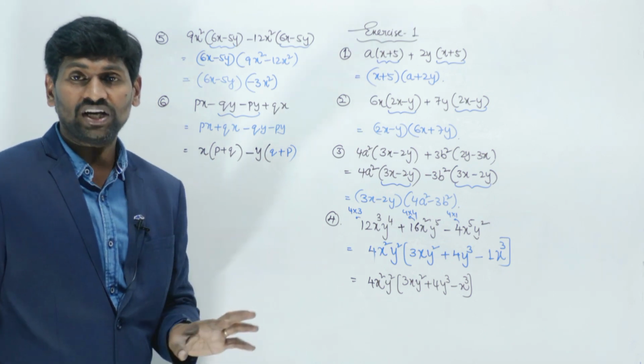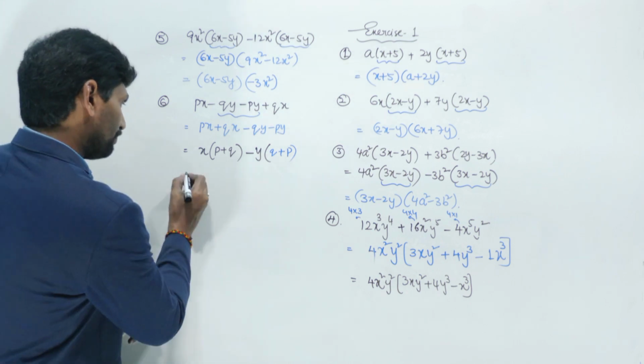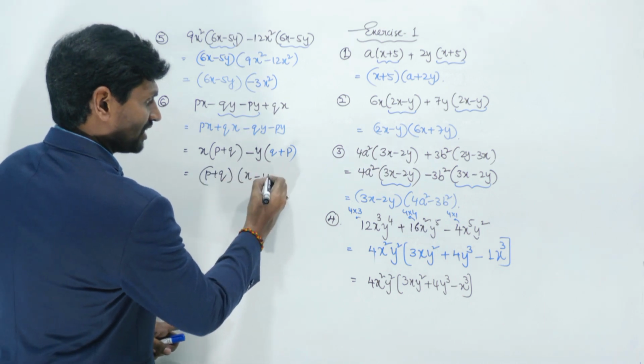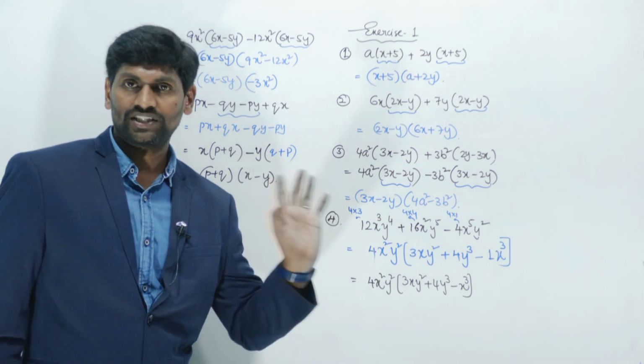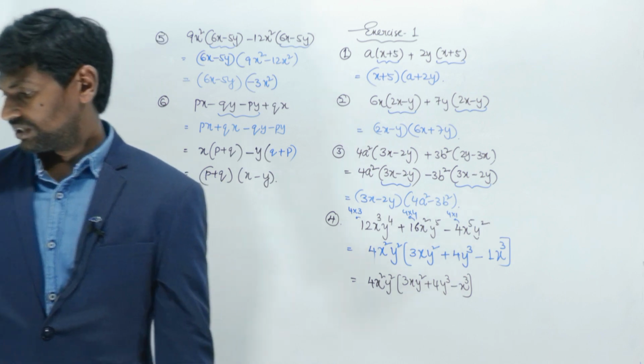p plus q, q plus p. Are both the same or different? Both are the same, for addition. So we can take p plus q as a common factor. First term x remaining, second term minus y remaining, because p plus q and q plus p are both the same. So let us go to the next problem.